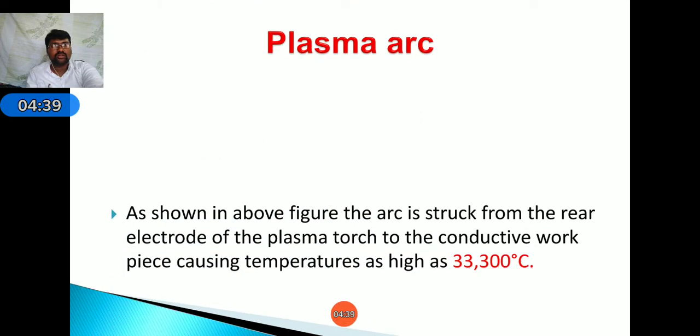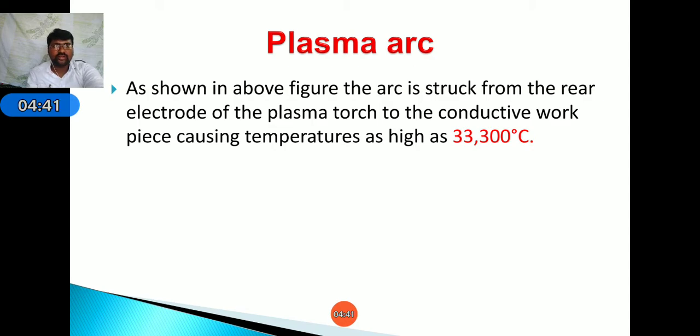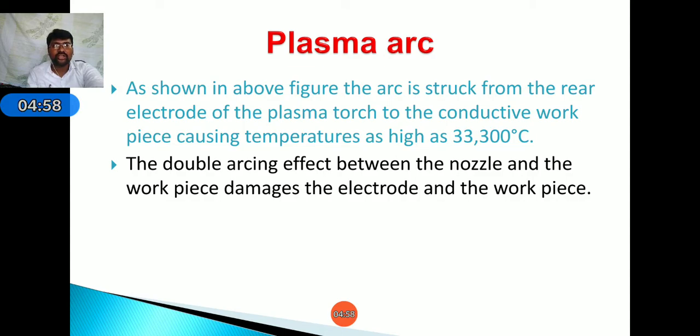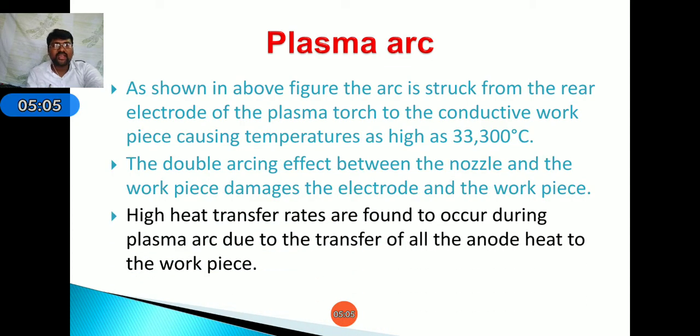Next, plasma arc. As shown in the figure, the arc is struck between the rear electrode of the plasma torch and the conductive workpiece, causing a high temperature of 33,000 degrees centigrade. The double arcing effect between the nozzle and the workpiece can damage the electrode and the workpiece also. High heat transfer rates occur during the plasma arc due to the transfer of all the anode heat to the workpiece.